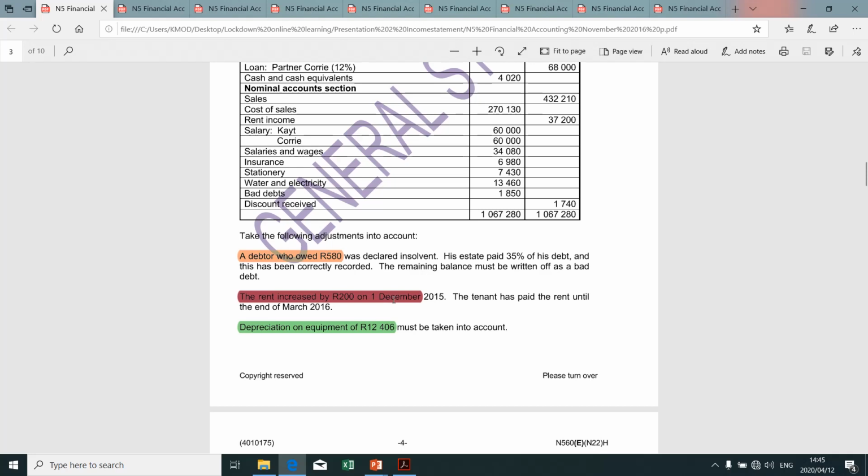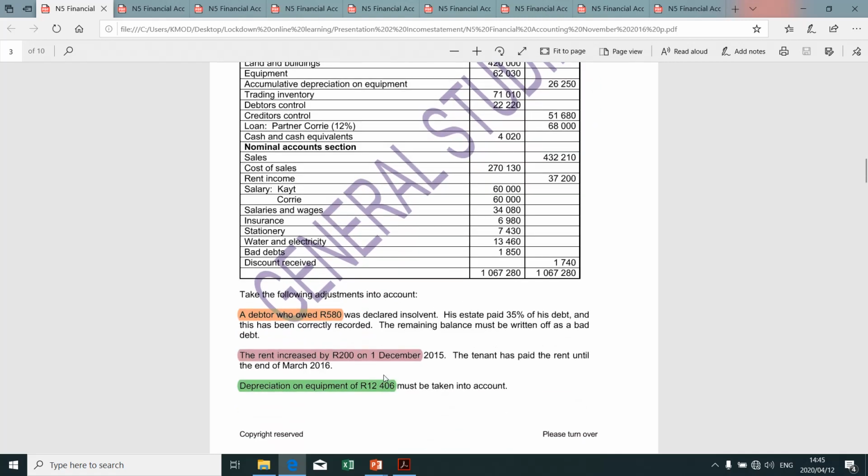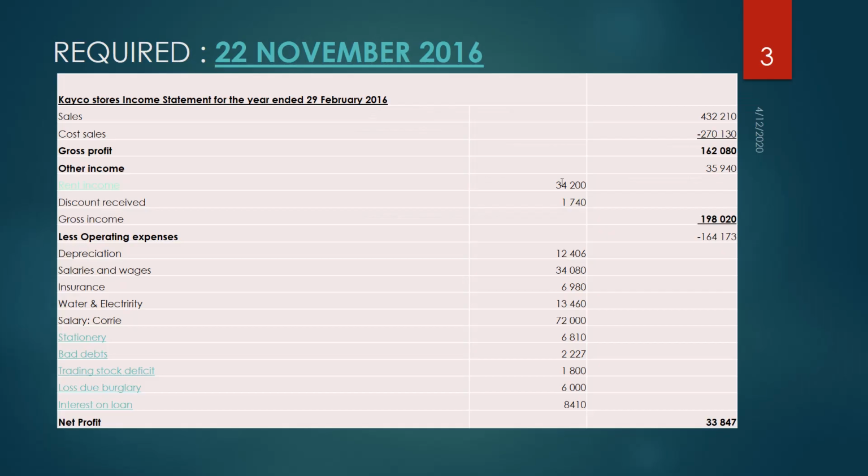The tenant has paid the rent until the end of March 2016. Remember, our year of assessment ends on the 29th of February 2016. However, it specifically mentioned that our tenant paid until March 2016, which actually makes it that rent to be rent for 13 months. However, as you would know, we want rent for 12 months only. Let's quickly go to the calculation slide and see how we determine the amount of 34,200.